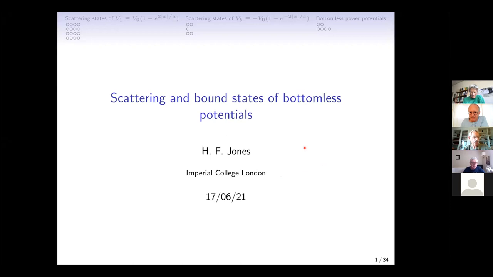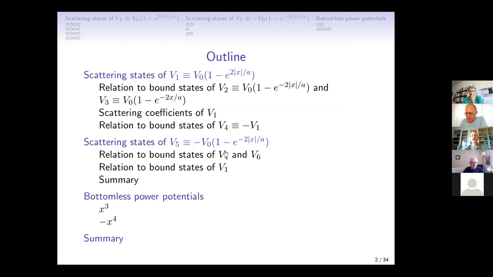I guess I should get in my apology at the beginning, to the extent that this isn't a great deal about PT symmetry. There is some stuff at the end, but by and large, it is not actually about PT symmetry. What it is about is the exponential potential and the kind of funny properties of the exponential potential and various bits and pieces of it. If you break up the exponential potential by sticking in modulus of x all over the place, you get actually six different related potentials.